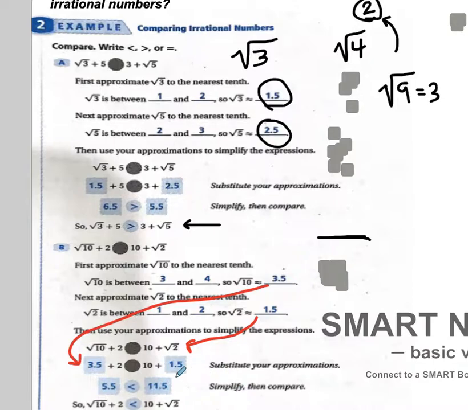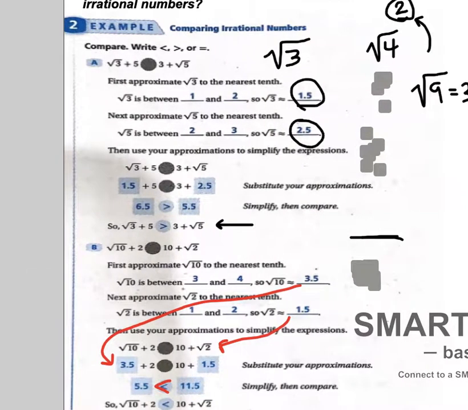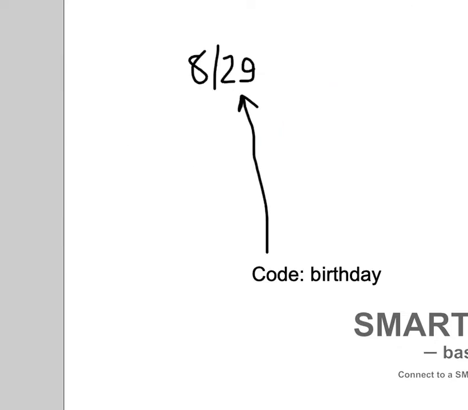Now that we've simplified those square roots, we can do the next operation, which is addition. When we add on the left side of the inequality, we get 5.5, and on the right side, we get 11.5. Therefore, the square root of 10 plus 2 is less than 10 added to the square root of 2. I'm hoping this is making some sense here.